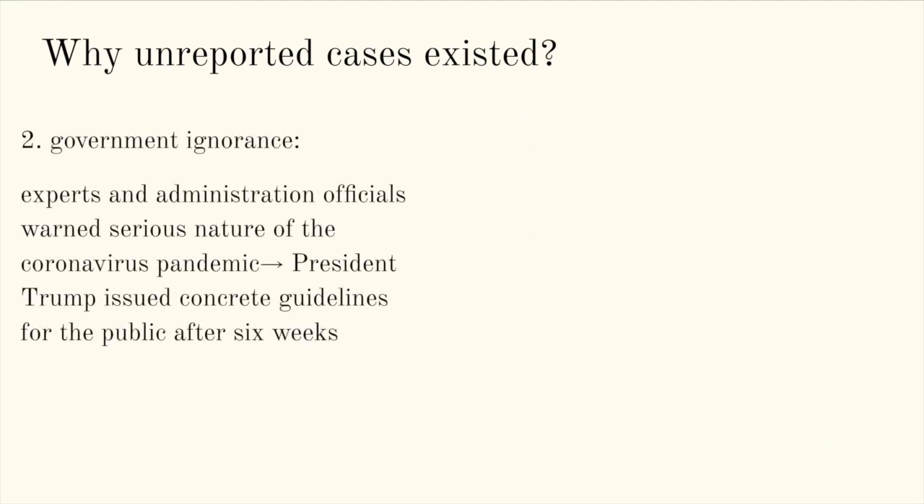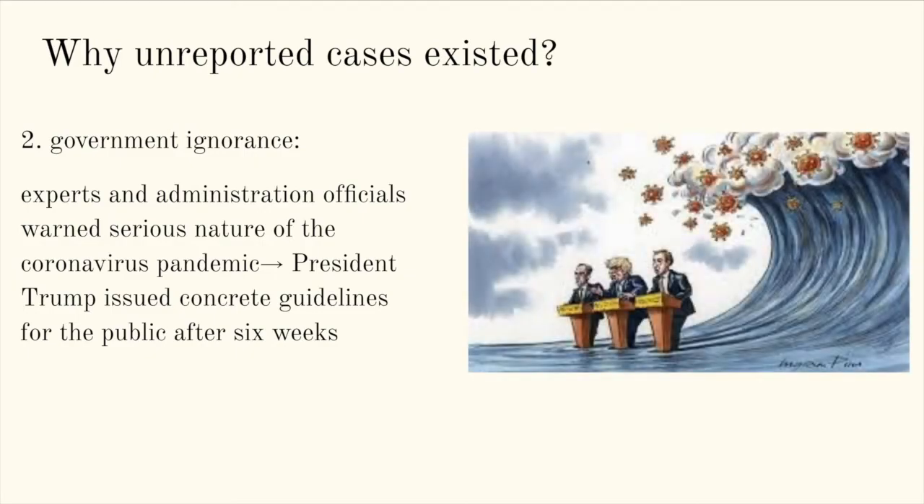Another reason may be governance ignorance. An investigation by the New York Times has revealed that experts and administration officials tried to warn President Trump of the serious nature of the coronavirus pandemic. However, Trump issued concrete guidelines for the public only after 6 weeks. This shows that Trump did not notice the warning of COVID-19, and therefore it is possible that the government did not test all the people, so the number of known cases is smaller than that of actual ones.